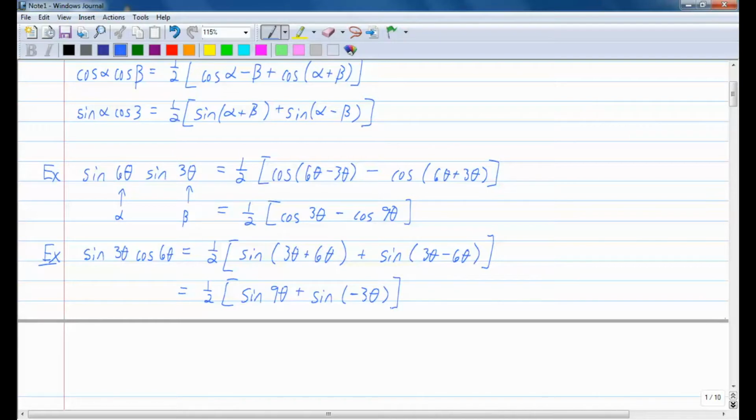And so when we're working these out, if we ever get a negative in here, then you want to apply the even odd property. Alright, so this is 1/2 times sine of 9 theta. And the even odd property for sine, if we have a negative angle measure, we move the negative in front and make the angle measure positive. So that's going to be minus sine of 3 theta, and that would be our final answer there.